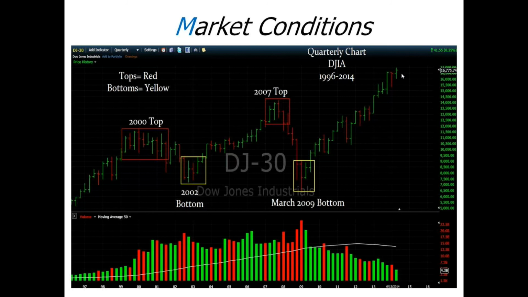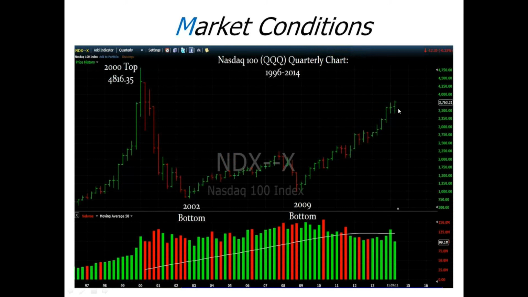Bull markets are followed by bear markets, and bear markets are followed by bull markets. It's just the law of nature. So be cognizant of the fact that you need time for a proper top to develop.